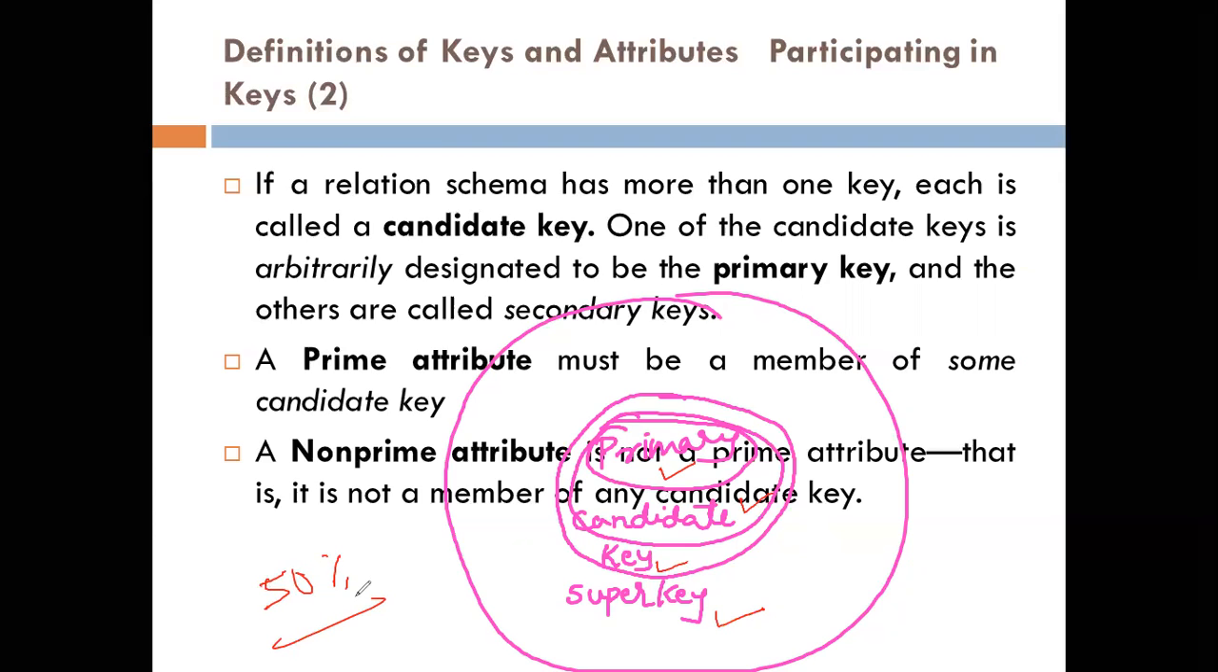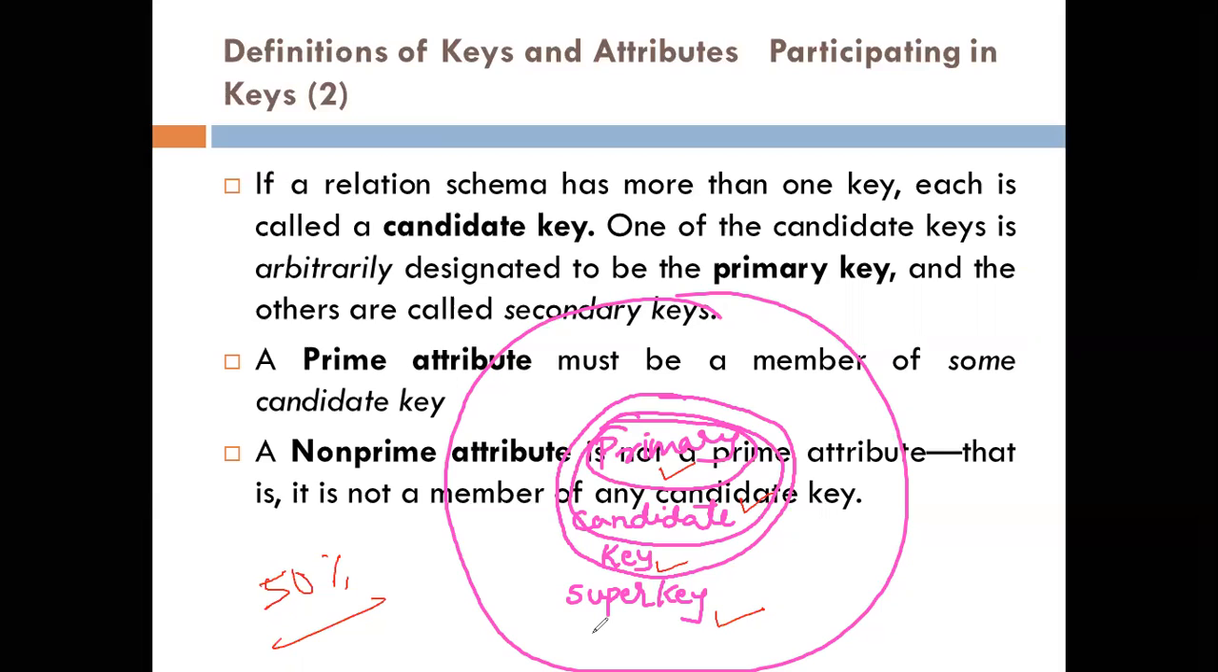If you know how to select a super key, a key, a candidate key, and how to designate a primary key on a relation, then designing of the database is done. Next, the rest of the 50% that remains is the normalization process and writing the query on the other part, that is the other side of the database. So 50% is the design of the database.